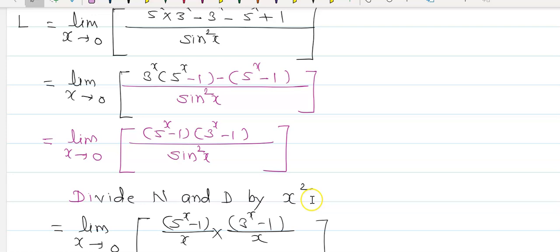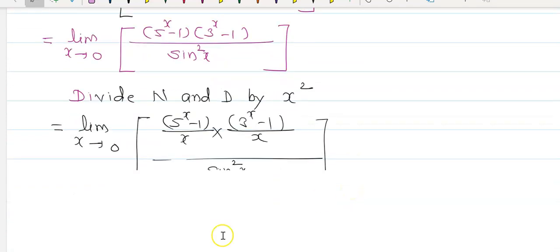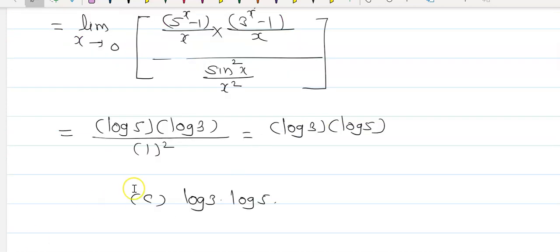Split up this x, and the answer from the first bracket is log of 5 and the second bracket is log of 3. Log of 5 into log of 3 upon 1 square. Log of 3 into log of 5. That is C, log of 3 into log of 5.